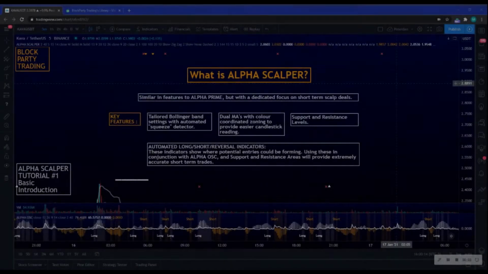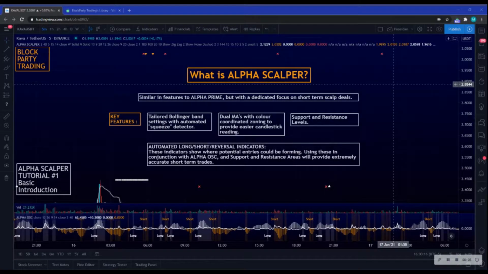How's it going, everybody? This is Reggie George with Block Party Trading. This is the first part in the Alpha Scalper tutorial everybody's been waiting for. Decided to break this up into multiple parts because there is basically different levels of depth that I can go into when it comes to Alpha Scalper.